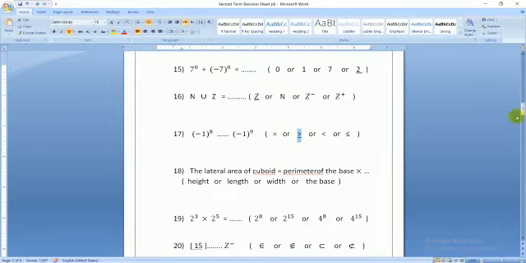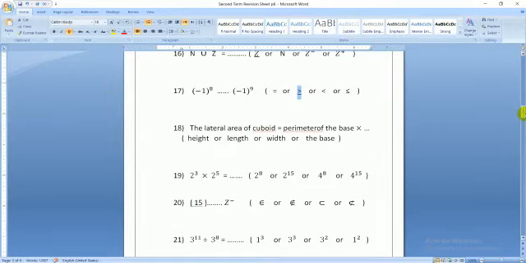Number 18. The lateral area of a cuboid equals perimeter of base times what? It is a rule: the lateral area of a cuboid equals perimeter of base times height. So the answer will be height.